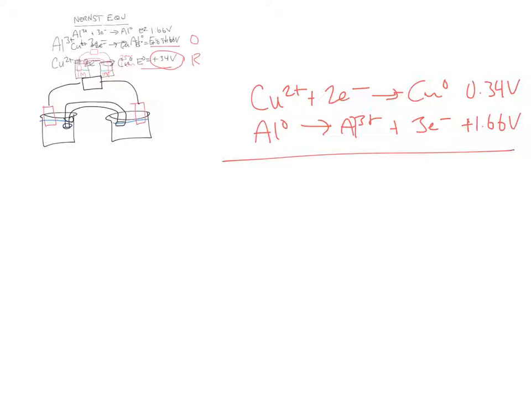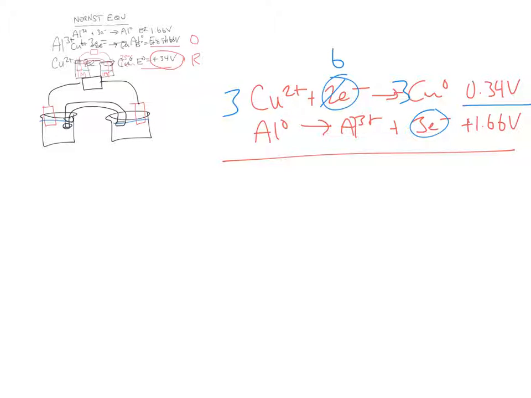So when I combine these two together, you notice that we have 2 electrons here and 3 electrons here. Well, we have to make these the same, so we find the common multiple between the two. 2 and 3 is going to be 6. So that tells me that I need to multiply the top by 3. So that's 3 here, that's going to be 6 electrons here, and this is going to be 3.